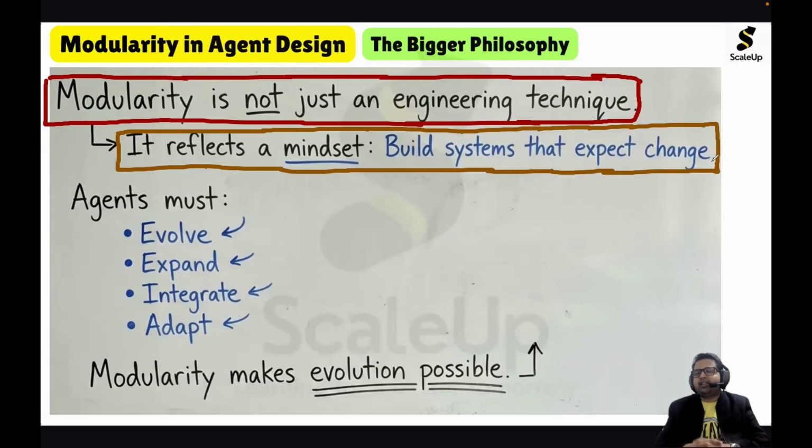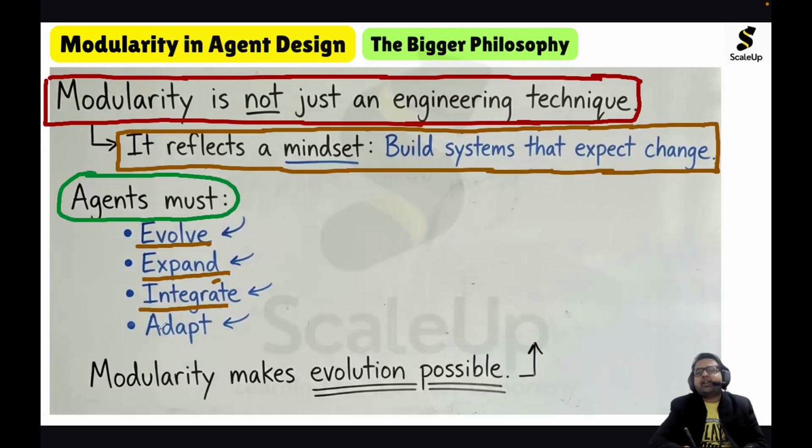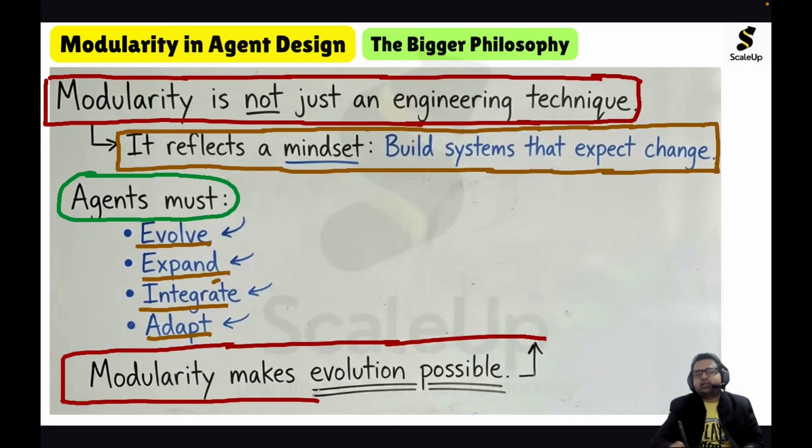We will be building agentic AI systems that expect change, because it's a reality that with time agents must evolve. They keep on evolving, scaling, expanding, integrating and adapting. So modularity makes evolution possible. Finally, we concluded this lecture.